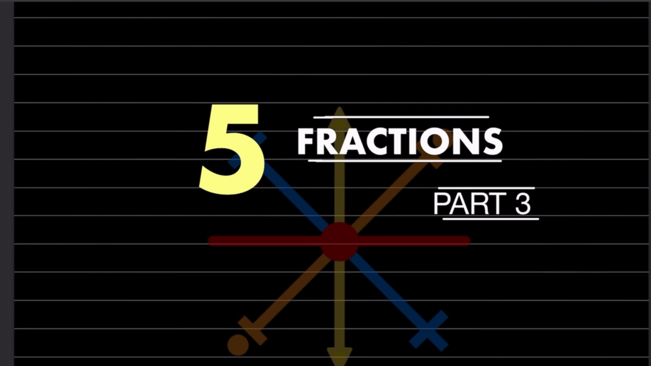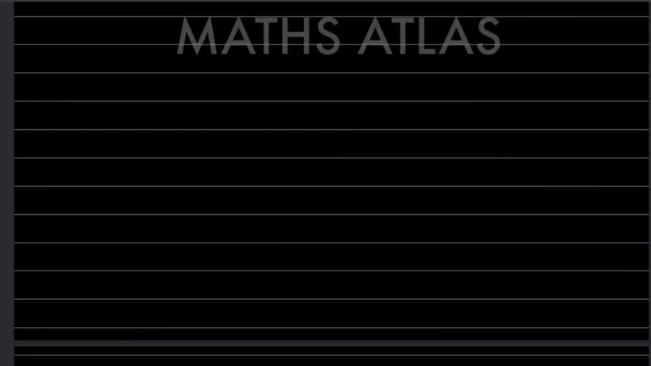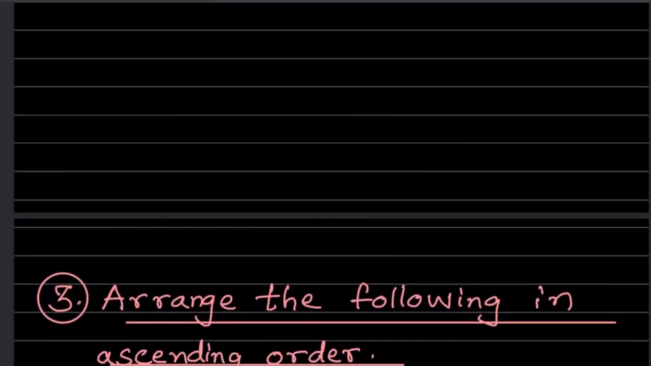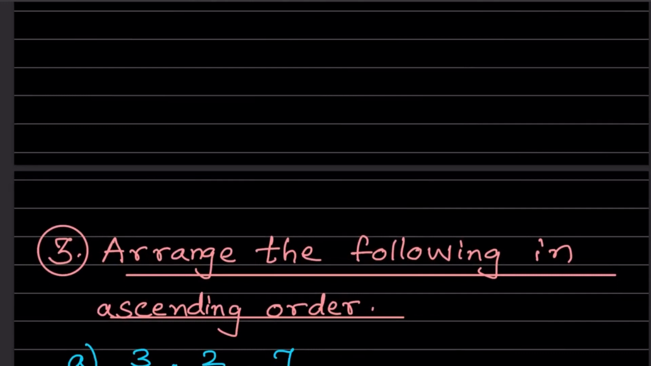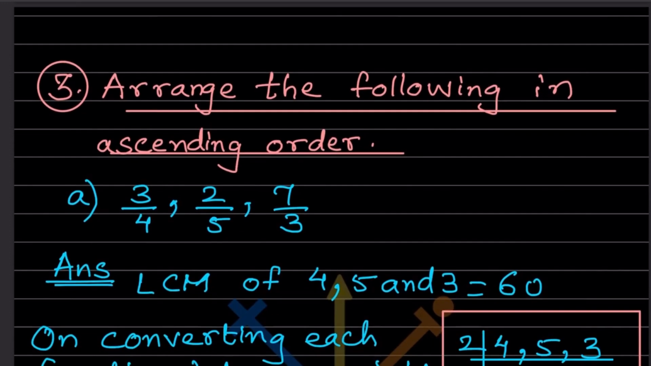So this is the third part of the same chapter, that is fractions. So let's start. We have already done some questions in the previous part. Just go to the previous part and we'll start from question number 3. The previous questions are done in part 2. So here it says, arrange the following in ascending order. We have also seen ascending order in the previous videos, so just go to that.